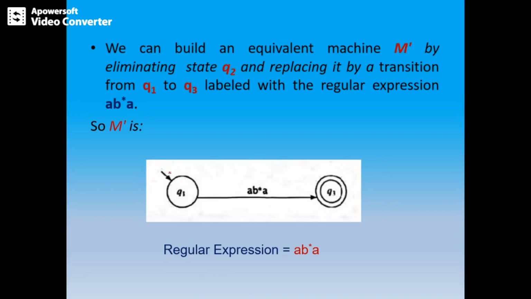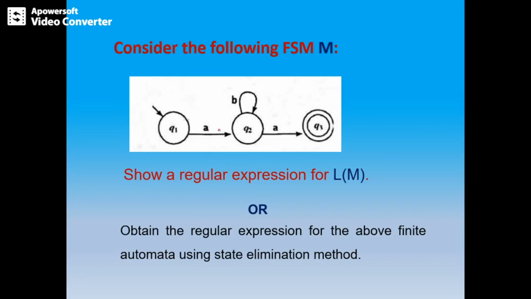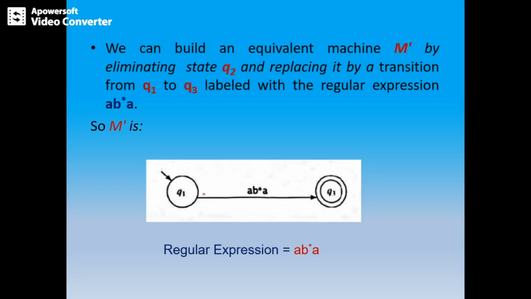You have a start state and then the accepting state. Only two states can be present in the M dash, and the transition needs to be labeled with the entire M. What does this M give? It gives A, then it's a loop, so B star, and then A. It is A B star A. So your transition has to be A B star A. So the regular expression is A B star A. This is how the final M dash should be.